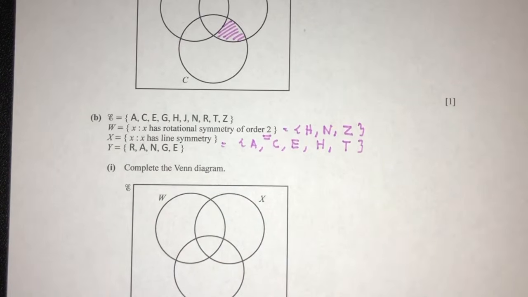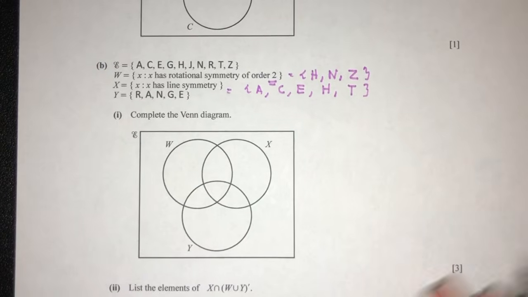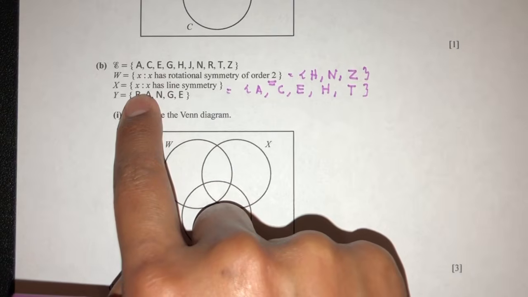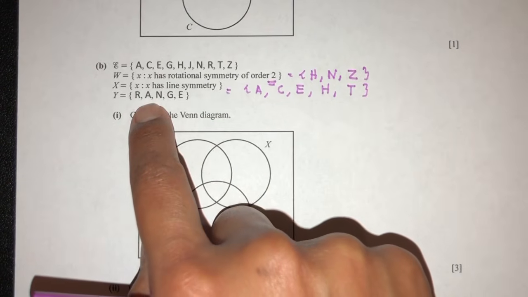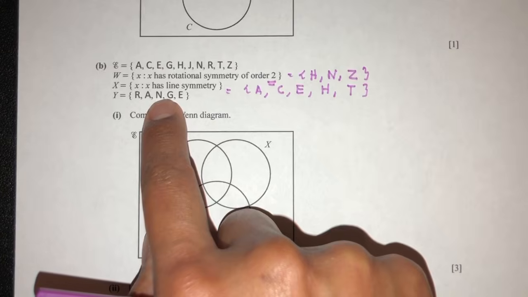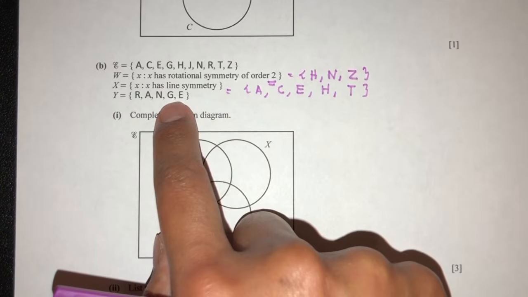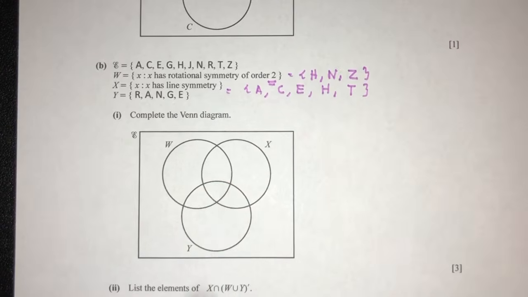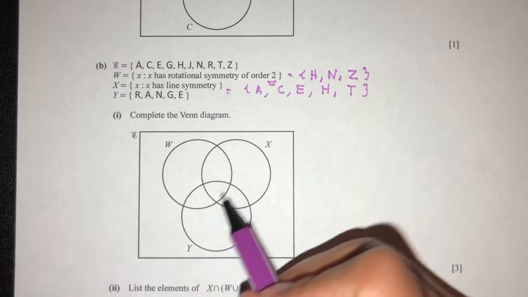This is this. Now complete the Venn diagram. Let's see what we have here. We look at the elements in everyone. R is here, not here. A is here, but not here. N is here, not here but here. G is here, no G. E is here, but not here. So this region will be empty because we don't have an element present in all 3 sets. So here we don't need to put anything.